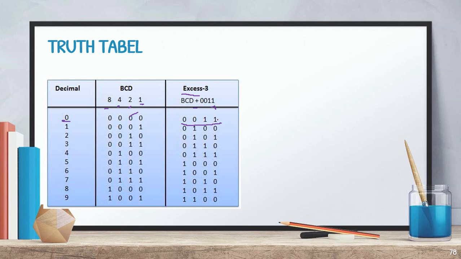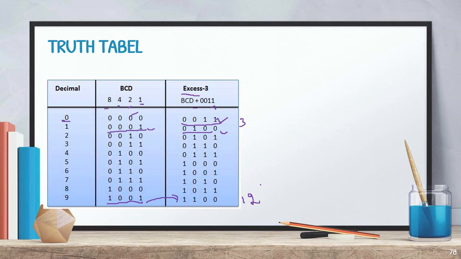So for 0, 0, 0, 0 we get the output 0, 0, 1, 1. Similarly, if the input is 1, the output is 4. Like that we can get up to 9. Listen carefully, this is very important in this truth table. BCD is base 10, so the maximum number is 0 to 9. If you are taking a 4-bit number, we take 0 to 9, and 9 plus 3 is 12. So the output of your XS3 code starts from 3 and goes to 12.